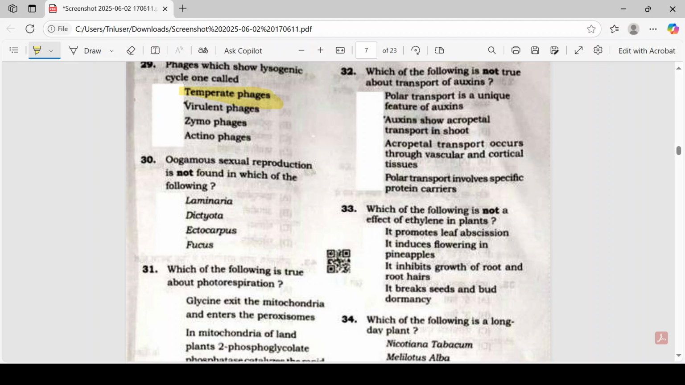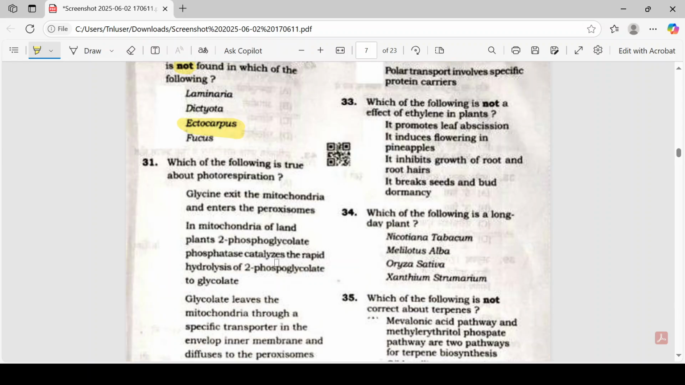Oogamous sexual reproduction is not found. The question is asking not found in which of the following? So your correct answer will be Ectocarpus. Okay, so Ectocarpus, option number C will be the correct answer.